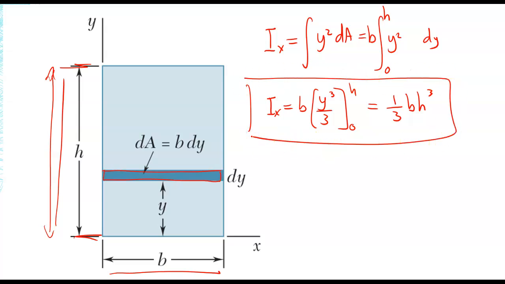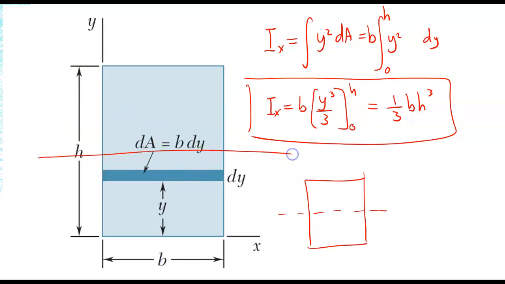Easy peasy, okay? Now, in practical applications, for the most part, we are going to look at rectangles where the neutral axis, rather than being at the bottom surface like it is here, passes through the center. In which case our limits change. This is going to change a little bit. So let's redo that. We'll take a quick look.